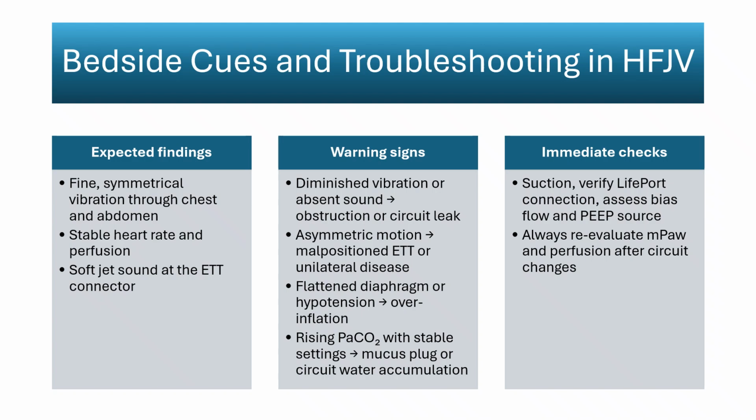Effective troubleshooting follows a consistent sequence. Verify chest movement, inspect the circuit for leaks or water, confirm airway patency, and check servo pressure trends. Most issues can be identified and corrected without large setting changes. Careful observation and small, measured adjustments restore balance between oxygenation and ventilation while maintaining the lung protective advantage of high-frequency jet ventilation.